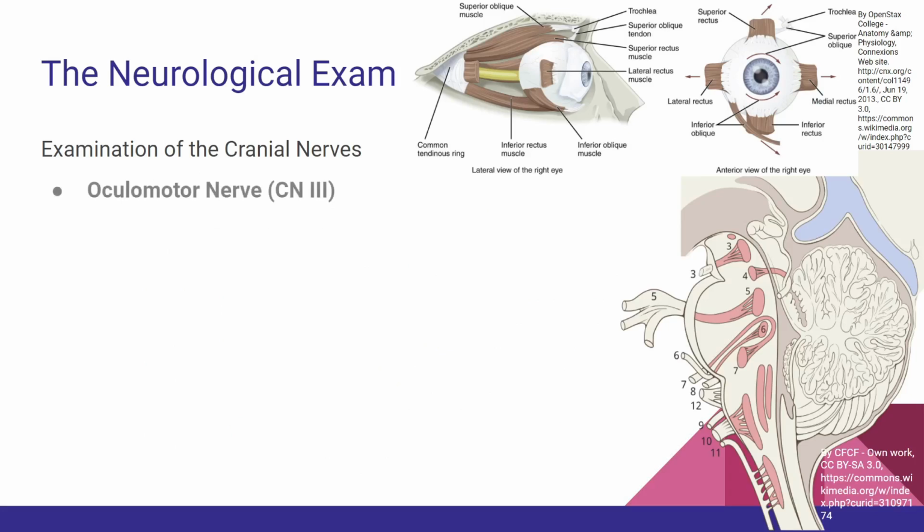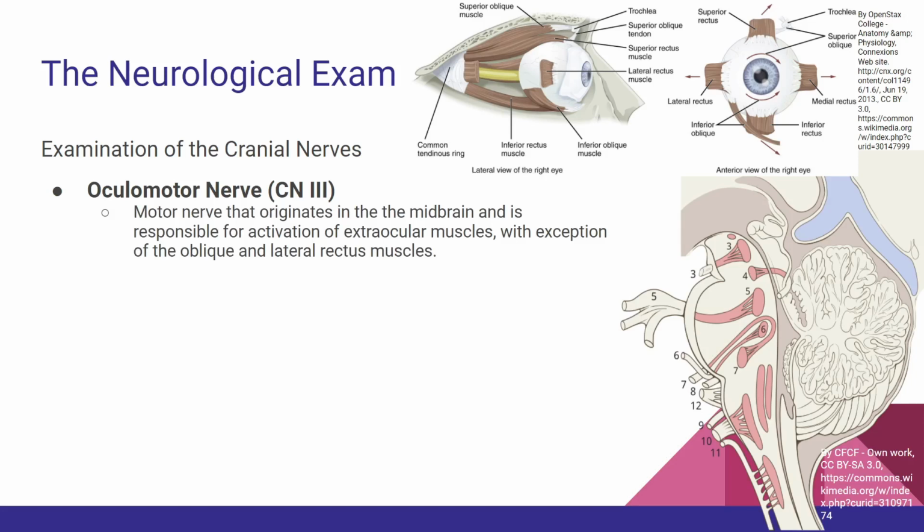The next cranial nerve we'll discuss is the ocular motor nerve, or cranial nerve 3. And this is a motor exclusive nerve that originates in the midbrain, and it's responsible for activation of most of the extraocular muscles, with the exception of the oblique and lateral rectus muscles. So this controls movement of the eye towards the nose and movement of the eye up and down.